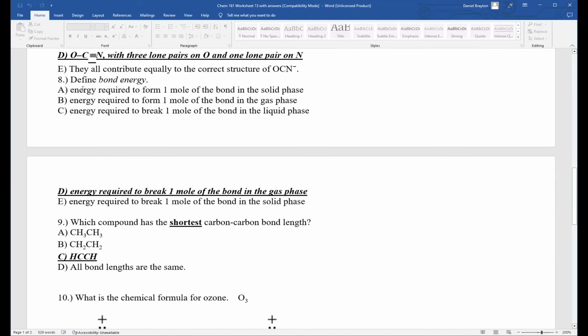8, define bond energy. Energy required to form 1 mole of a bond in the solid phase, energy required to form 1 mole of a bond in the gas phase, energy required to break 1 mole of the bond in the liquid phase, energy required to break 1 mole of the bond in the gas phase. I wouldn't put this on the test because this is just tedious, silly, pure definition of stuff when we covered bond energy.